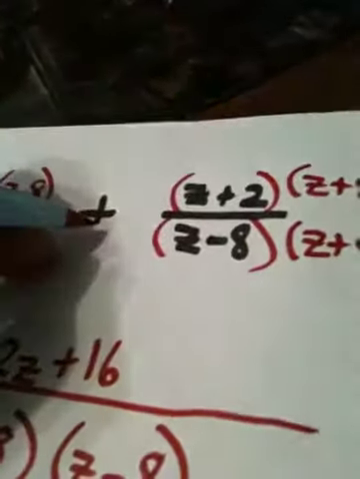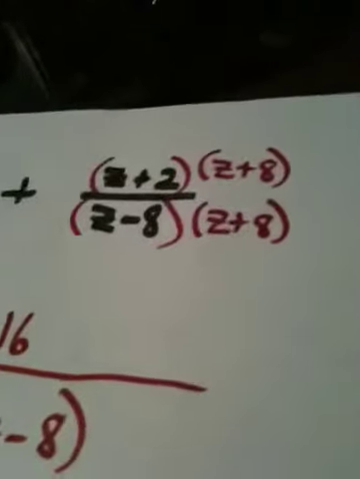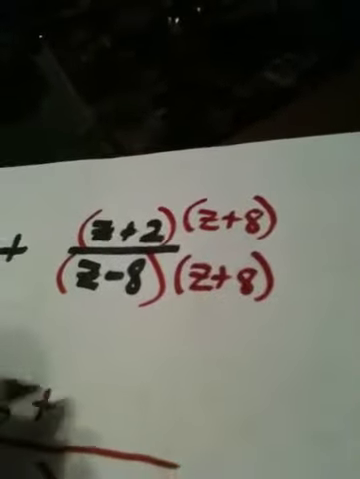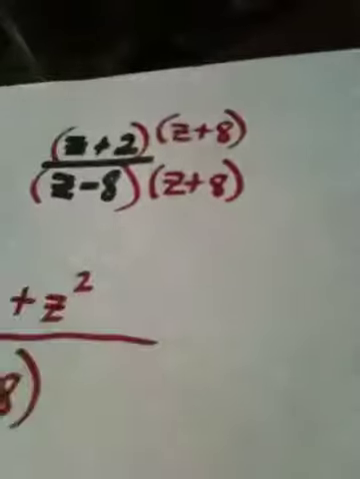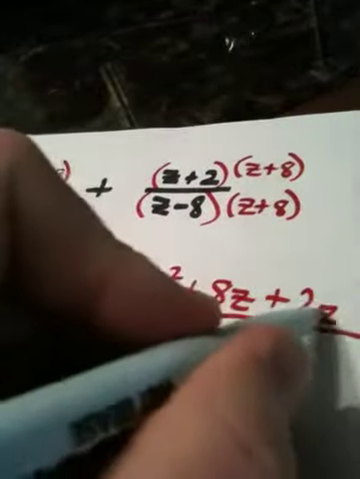Plus basically just means FOIL this and bring it along as it is. If it were a minus, we would have FOILed and then changed the sign of each term, so that would have been really ugly. But luckily it's a plus, so we just simply distribute by FOILing. Z times z is z squared. Z times 8 is 8z. 2 times z is 2z. And 2 times 8 is 16.